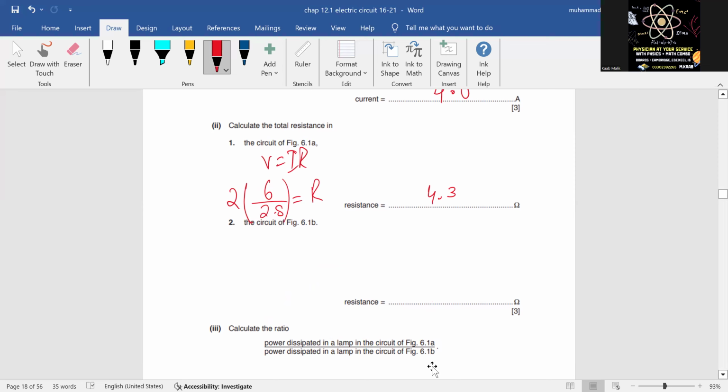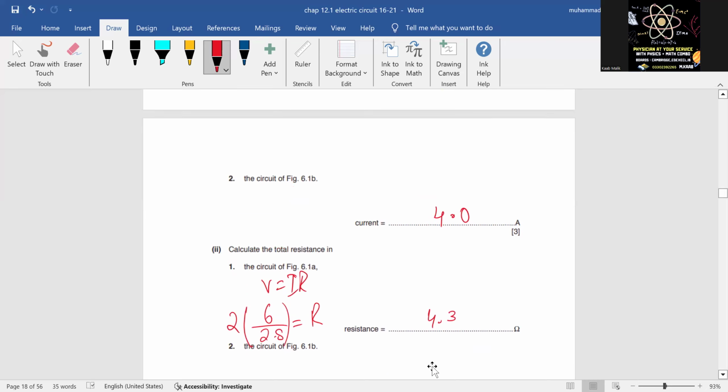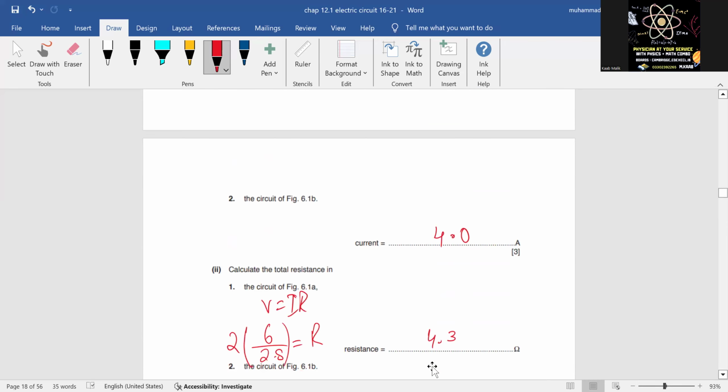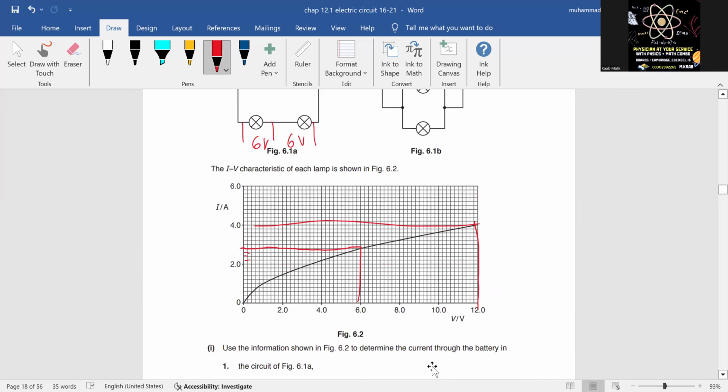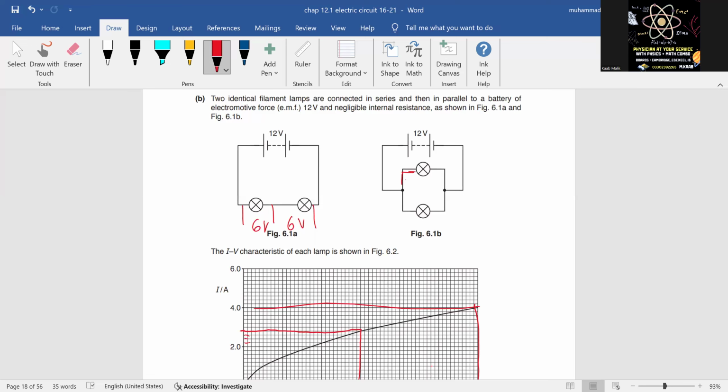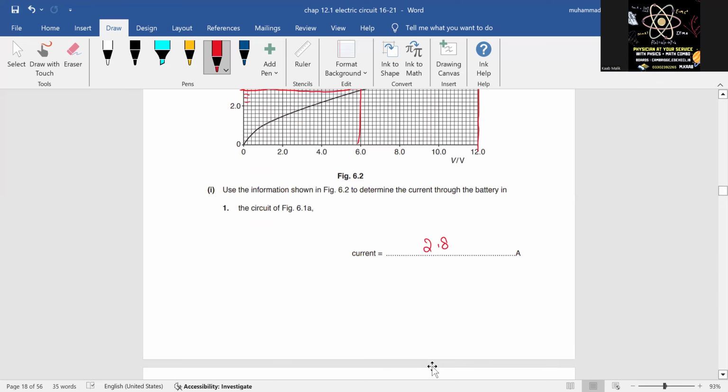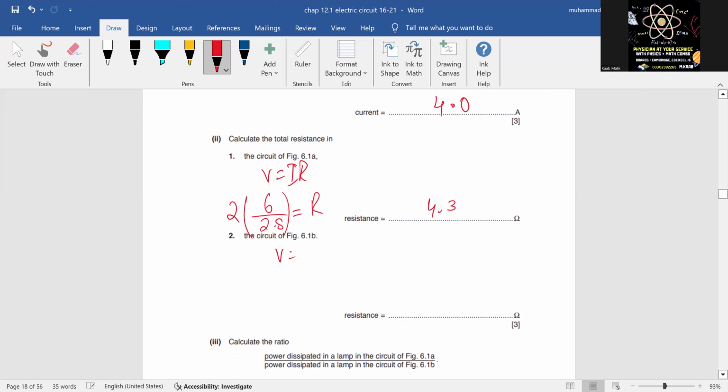Now the total resistance for this one. The current is going that way and 4 ampere of current is that way, right? So 12 divided by 4 equals R, so that would be 3, right? And since we have two resistances of 3, so 1 over 3 plus 1 over 3, that would be 2 over 3, so 3 over 2, 1.5. Okay, is that clear? Yeah.